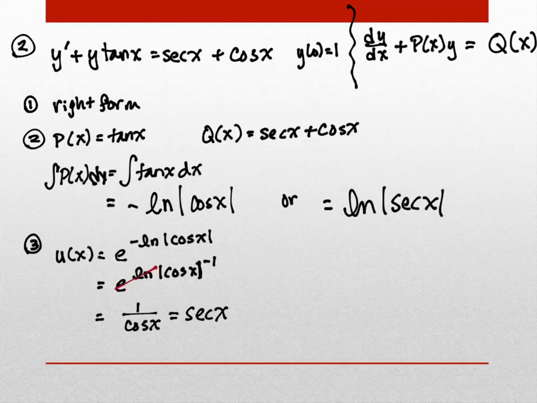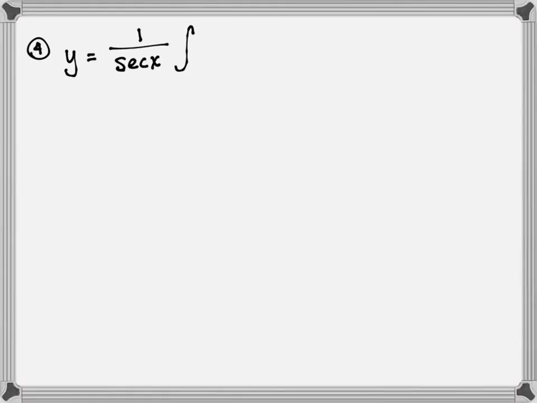Okay, so we're going to have the secant x plus cosine x. That's the q of x piece. So secant of x plus cosine of x times the secant of x dx. Okay, some things are going to clean up really nicely. The trig on this problem is actually quite nice. What might you do next?